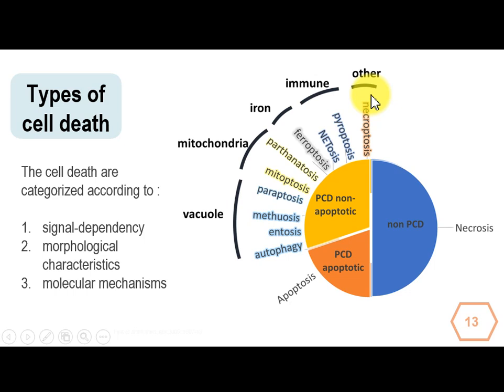The other type of cell death, which is important, is autophagy. We'll talk about autophagy and mitophagy. The other one is the mitochondria part. You have mitosis, but the correct name, starting a couple years ago, is called mitophagy.